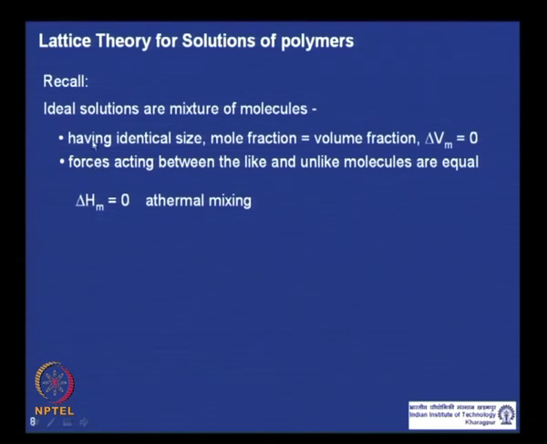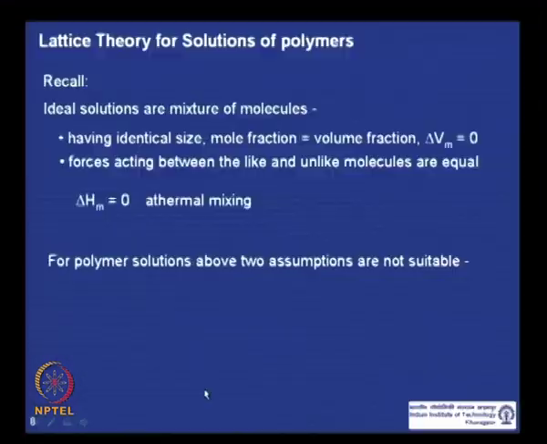And in the ideal solution, we had seen that delta H mixing is 0 because the forces between like and unlike molecules are equal, 1-1, 2-2 equals 1-2. But most often the interaction between polymer and solvent molecules is not athermal. In most cases there are specific interactions between polymer and solvent molecules that are different from the interaction between solvent molecules or polymer molecules. So, these are the two main differences of a polymer solution from an ideal solution of small molecules.